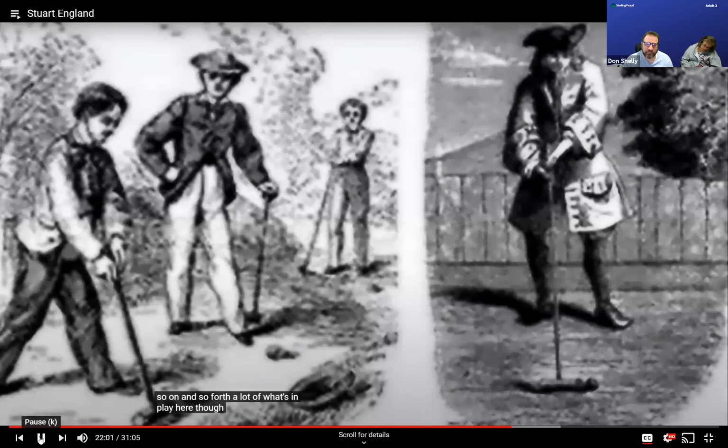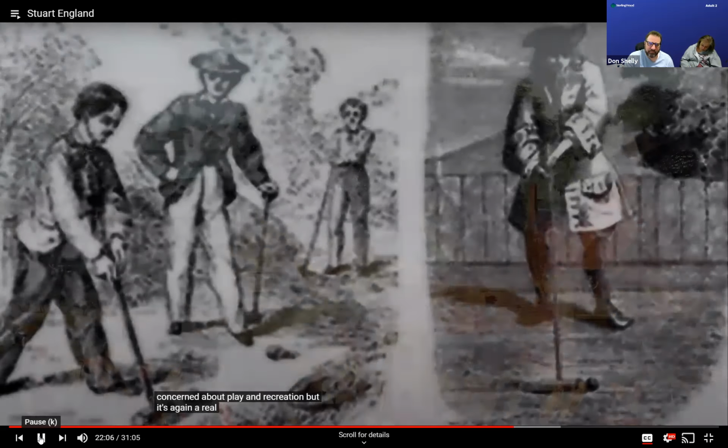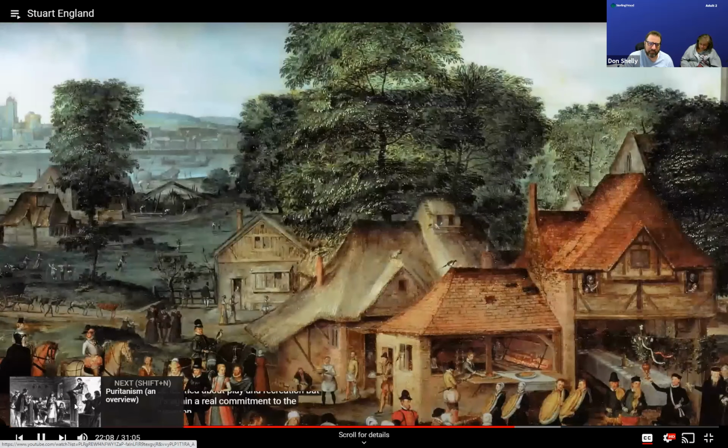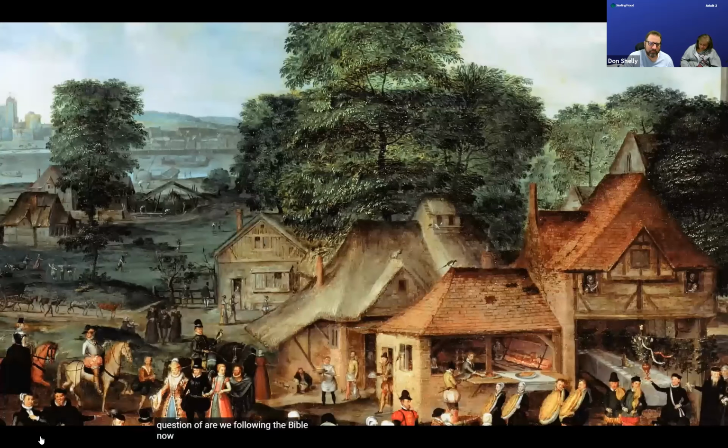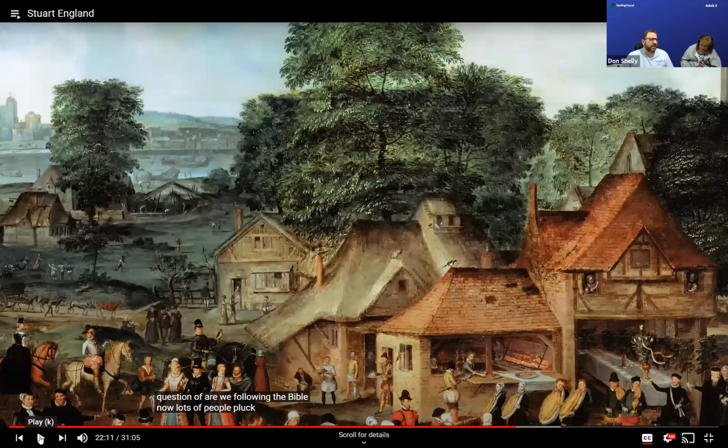You could have festivities, you could go out and do things like go bowling, at least an early version of it, and so on and so forth. A lot of what's in play here, though, is not so much the concern about play and recreation, but it's, again, a real commitment to the question of, are we following the Bible? Now, lots of people cluck. Can you think of any modern examples of things like that?